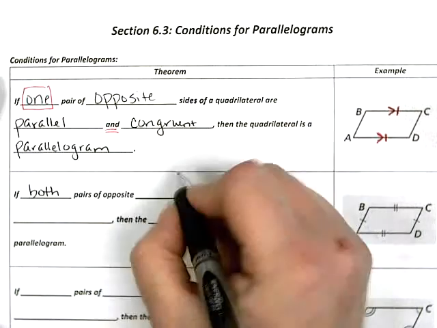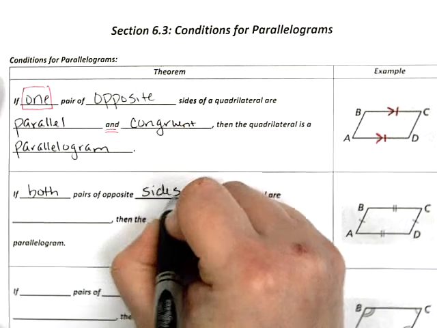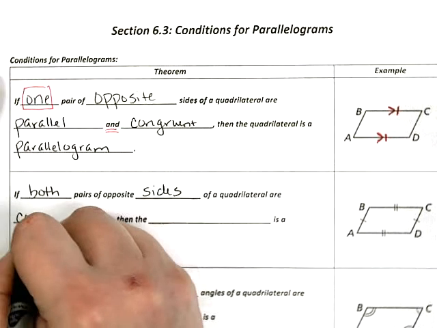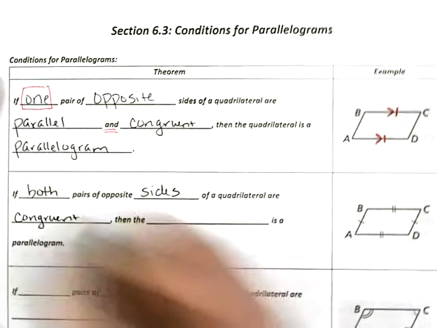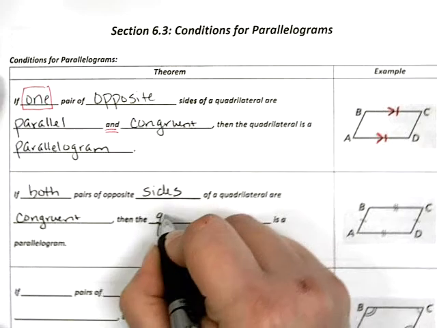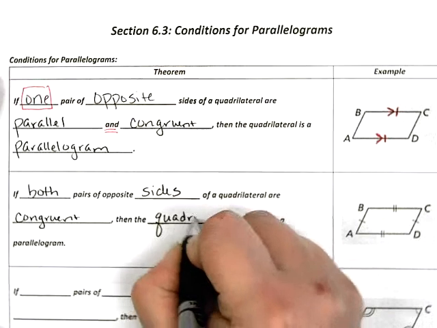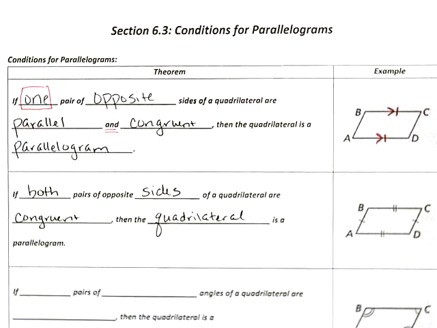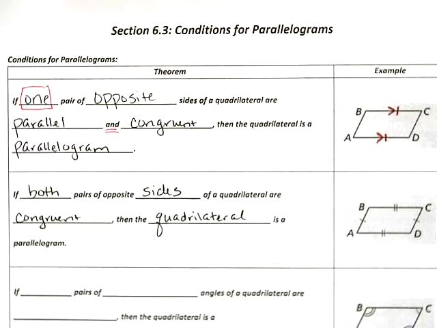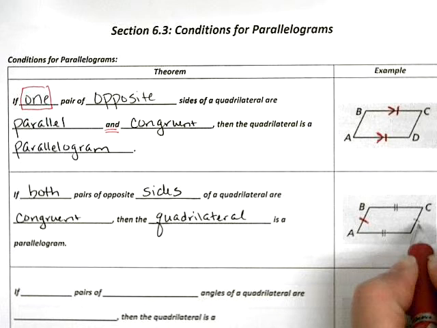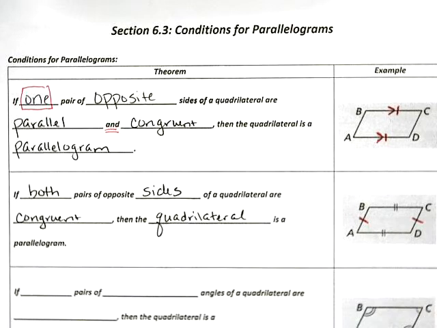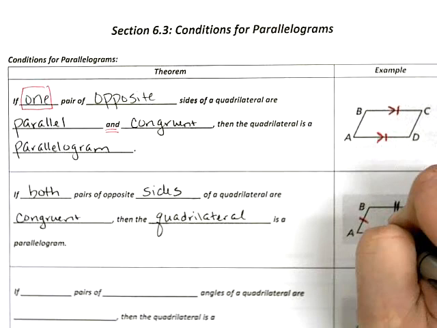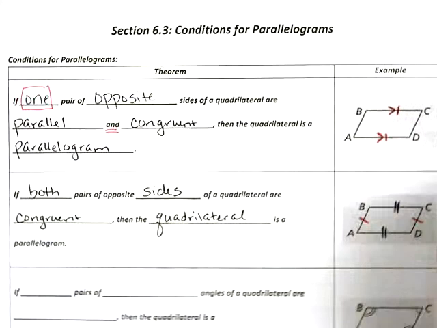Also, we've got if both pairs of opposite sides of a quadrilateral are congruent, then the quadrilateral is a parallelogram. Okay, so when we look at this picture over here, we've got AB is congruent to CD. Those both have one tick mark. And then we've got BC is congruent to AD. Those both have two tick marks.